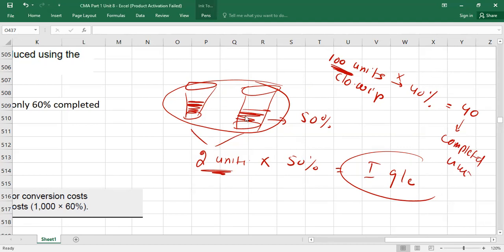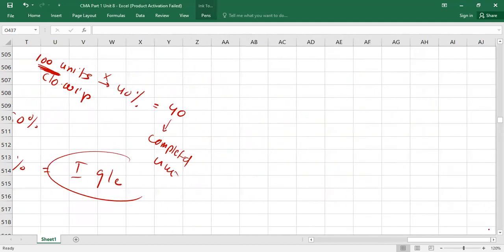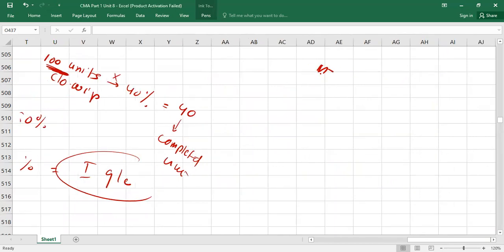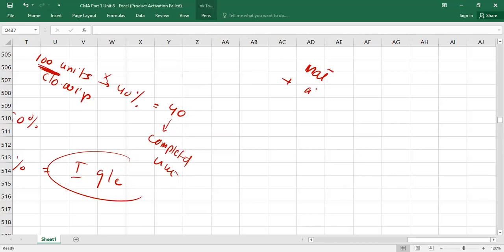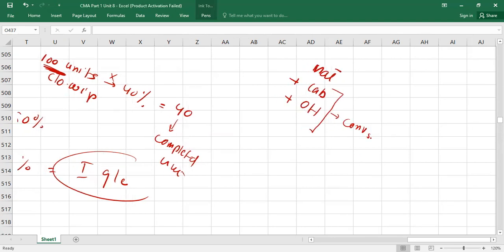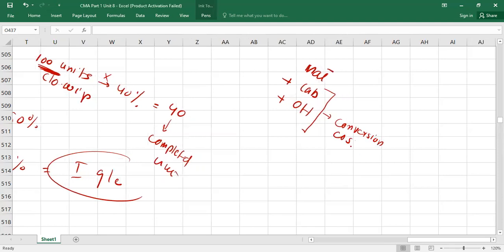Also remember, guys, when you manufacture the product, obviously we don't incur only material cost. We incur 3 costs: the cost of material, the cost of labor, and the cost of overheads. Please remember, labor cost and overhead cost together, which cost is that called? Conversion cost. Once you add these two costs, labor plus overhead, it is called conversion cost.